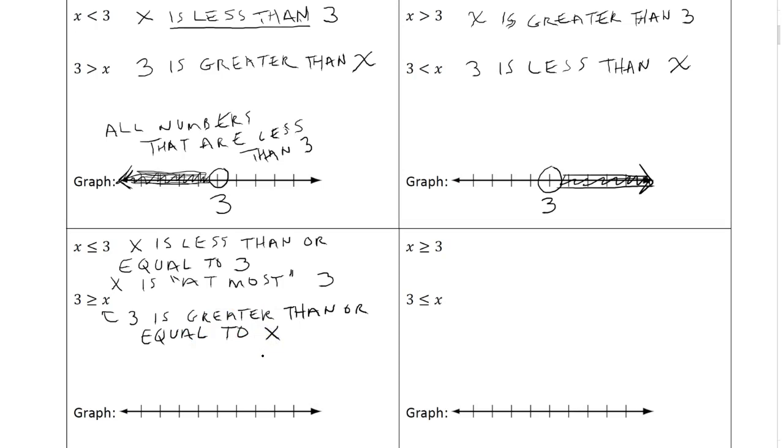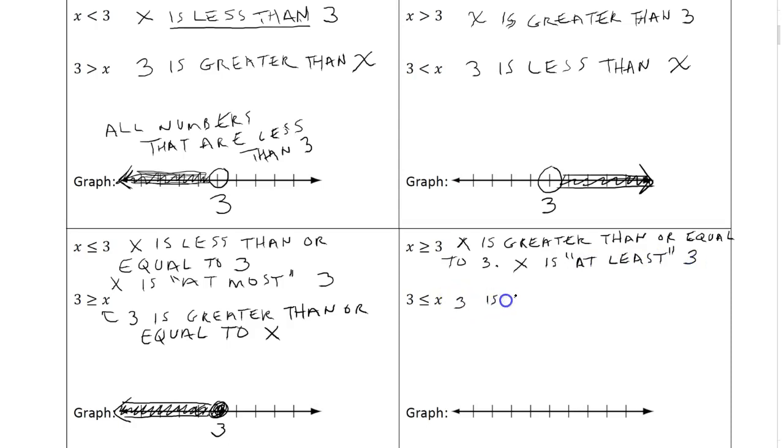In either case, there is a line under the symbol, so we will include the 3 in our answer by making a solid circle. The pointer is pointing towards the x, which means that we will color to the left. We are including all numbers less than or equal to 3. In the next example, we read the sentence as x is greater than or equal to 3. Another way to say this is x is at least 3.